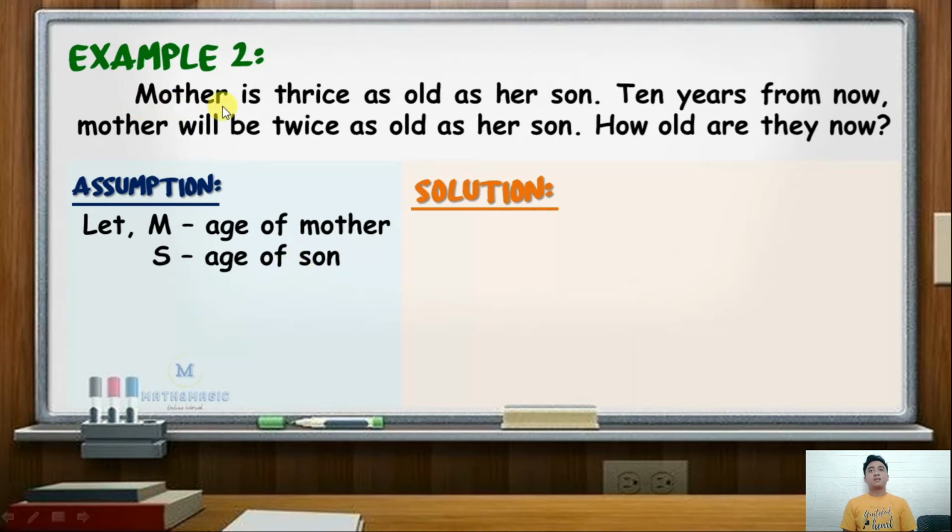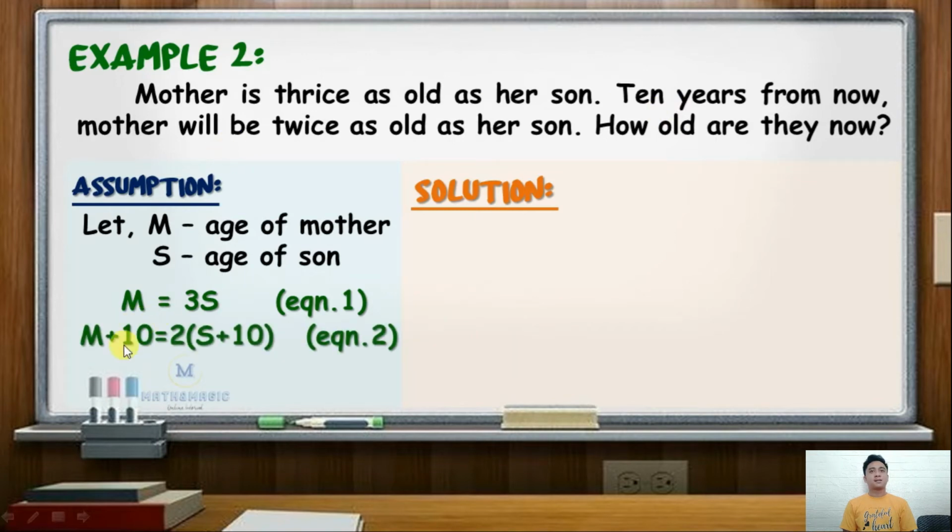The first statement, mother is thrice as old as her son, can be symbolized as m equals 3s. This will be our equation number 1. For the second statement, in 10 years, meaning we will add 10 to both ages, mother will be 2 times as old as her son. When written in symbols, it will be m plus 10 equals 2 times the quantity s plus 10.